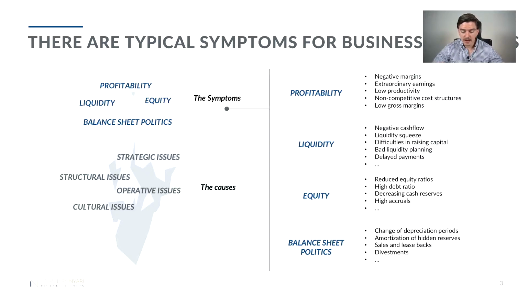If you take a look at the equity, you usually see that in the balance sheet. And then you can see, maybe the company has reduced equity ratios. So they take on more and more debt, and this reduces the equity ratios.